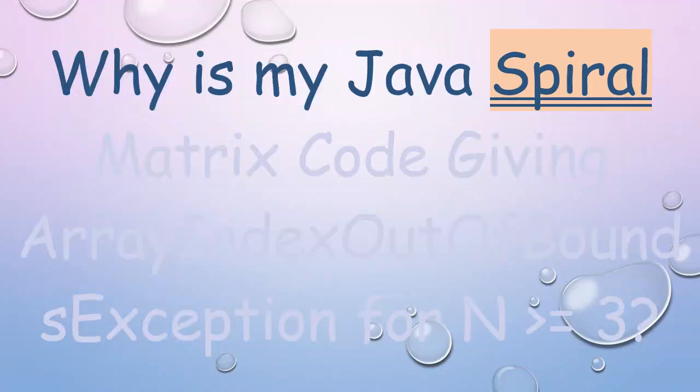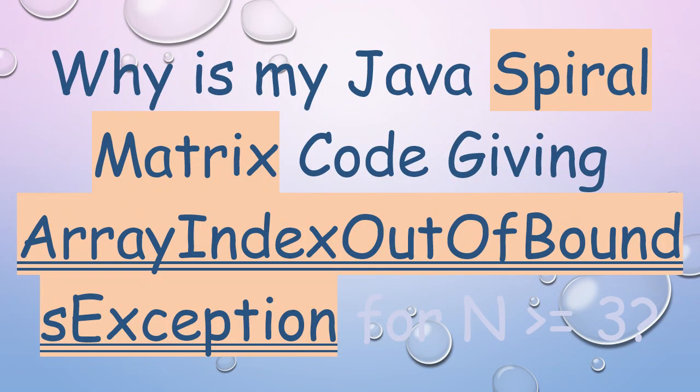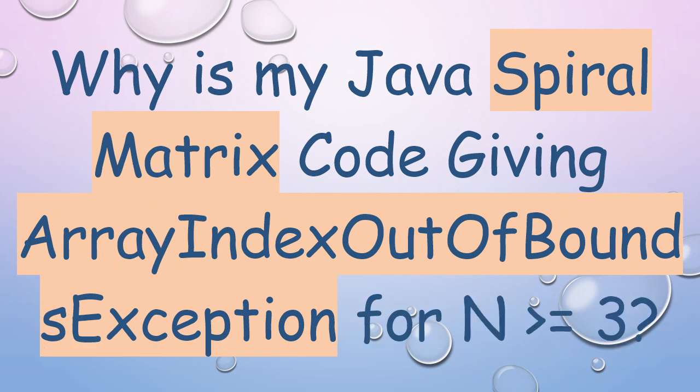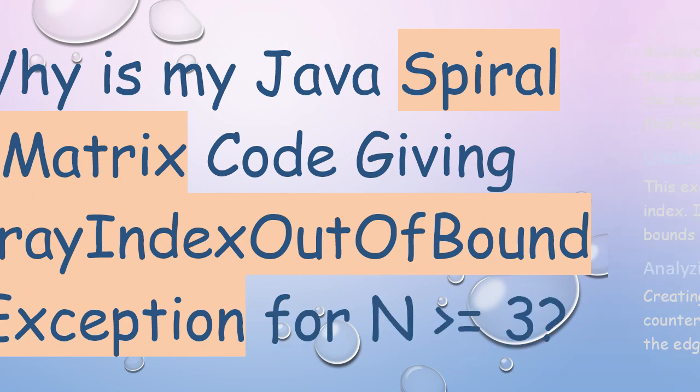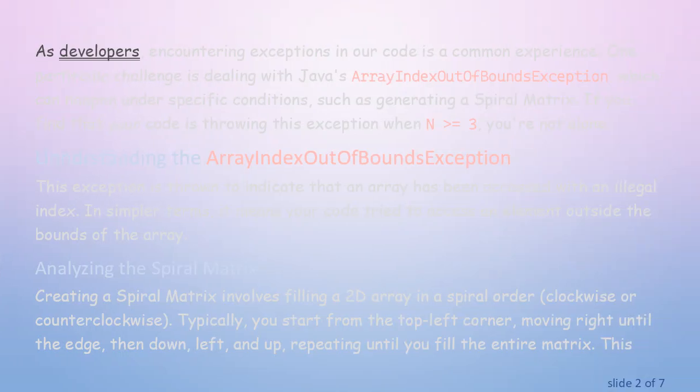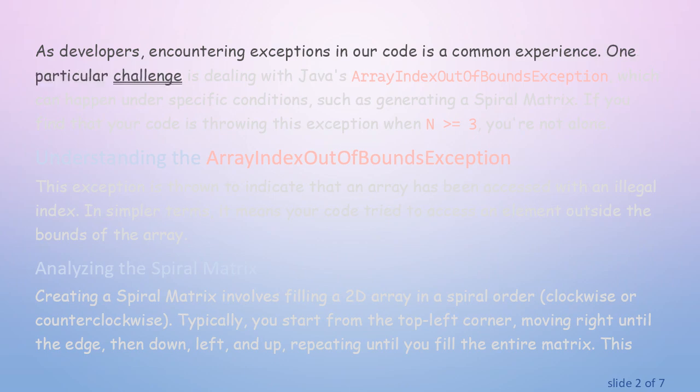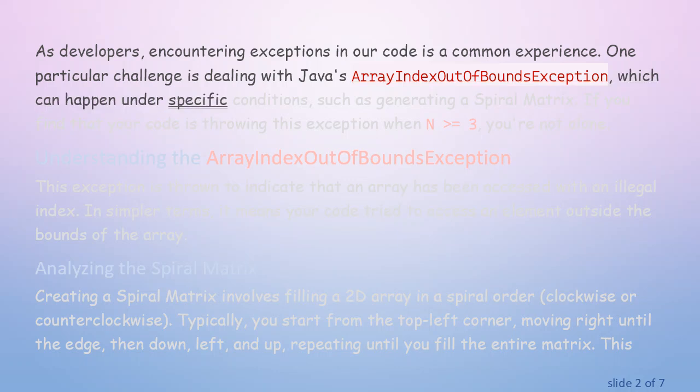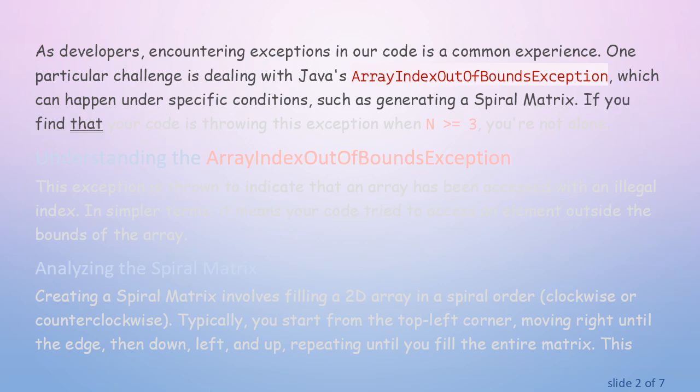Why is my Java spiral matrix code giving ArrayIndexOutOfBoundsException for n equals 3? As developers, encountering exceptions in our code is a common experience. One particular challenge is dealing with Java's ArrayIndexOutOfBoundsException, which can happen under specific conditions, such as generating a spiral matrix. If you find that your code is throwing this exception when n equals 3, you're not alone.